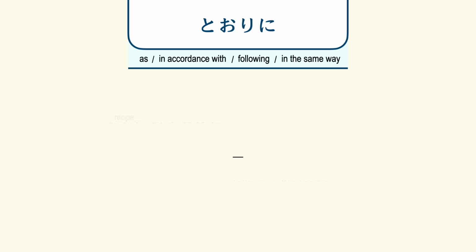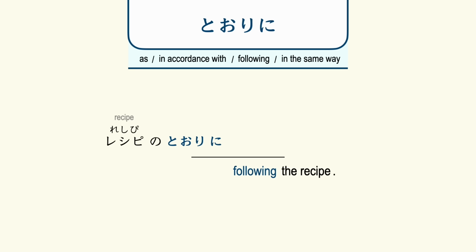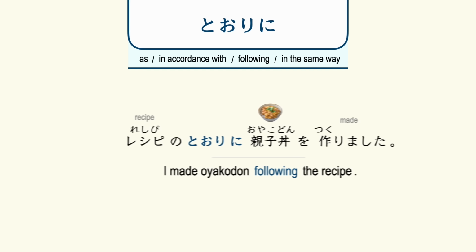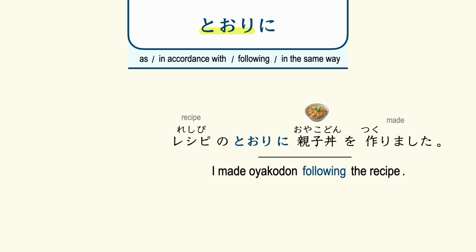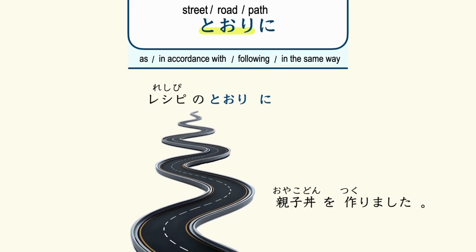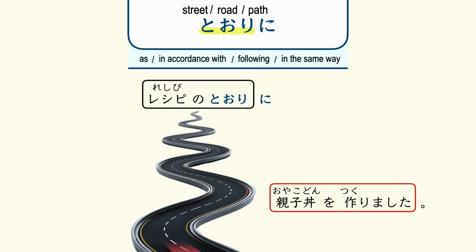Today let's study 通りに. 通りに is often translated into English as in accordance with, following, in the same way, and so on. レシピの通りに親子丼を作った。I made 親子丼 following the recipe. 通り literally means street, road, path. So the core image of 通りに is following the path. In this case, the recipe is the path, and you made 親子丼 following that path.